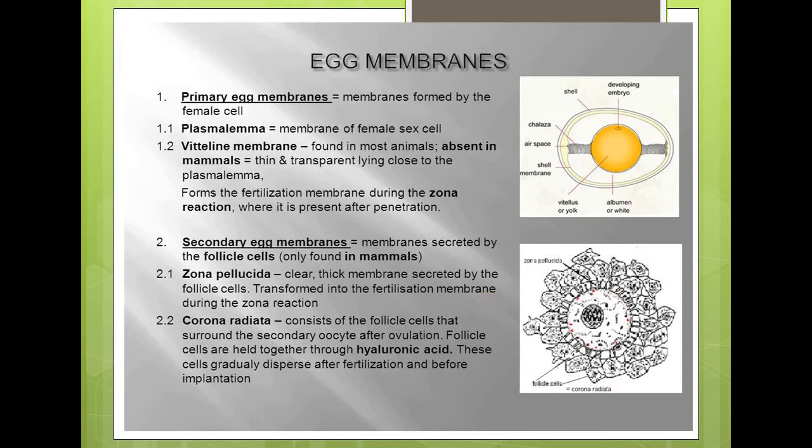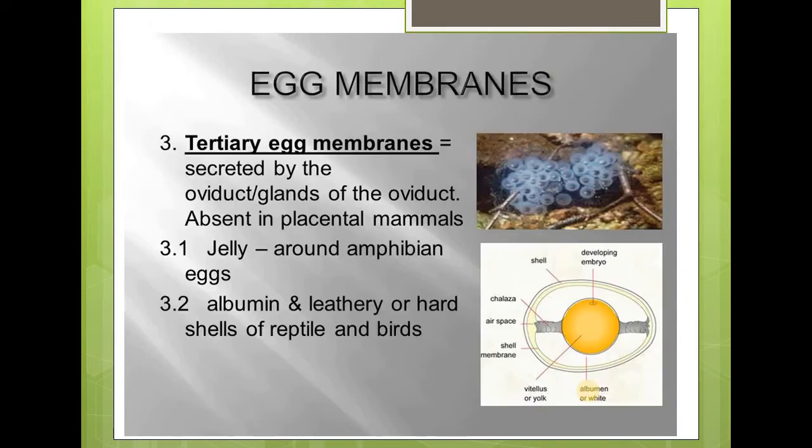Then the corona radiata. This is also another type of secondary egg membranes. It consists of follicle cells that surround the secondary oocyte after ovulation, and the follicle cells are held together through hyaluronic acid, and these cells gradually disperse after fertilization and before implantation.